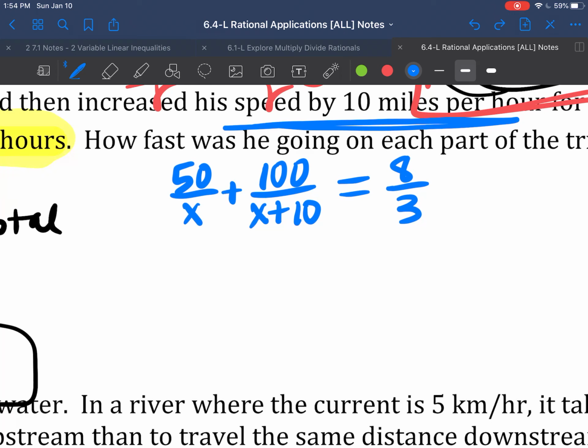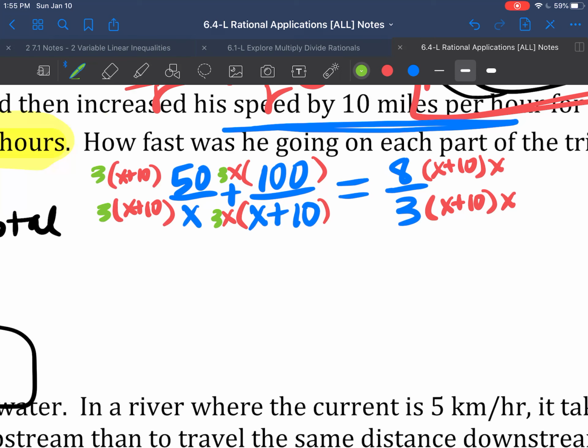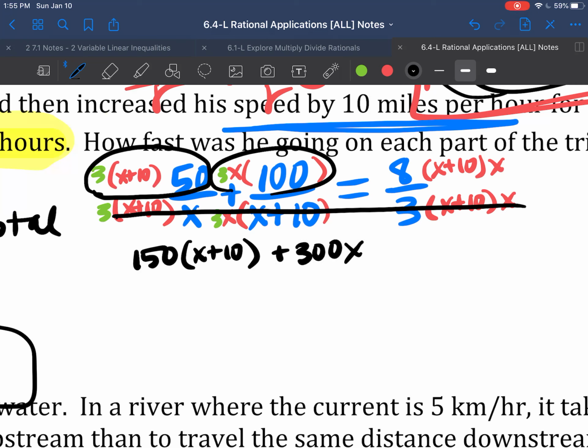Okay, and so this is the equation we're solving, and so we need to get a common denominator across the board. Okay, so this fraction needs an X. This fraction needs an X plus 10. And this fraction needs both. And both of these fractions need a 3. They all need a 3, they all need an x, and they all need an x plus 10. And so now we can ignore this big ugly denominator and just focus on the numerators. So this first numerator is 50 times 3, which is 150, times the x plus 10. I'll distribute that later. Here we've got a 3x times 100, which is 300x. And then over here, we've got 8x times x plus 10.